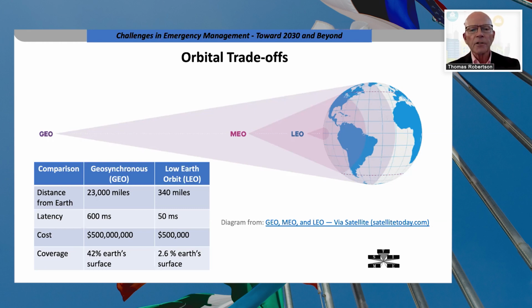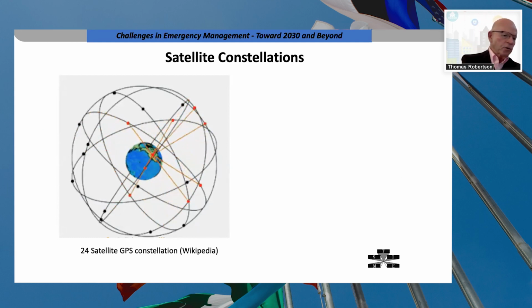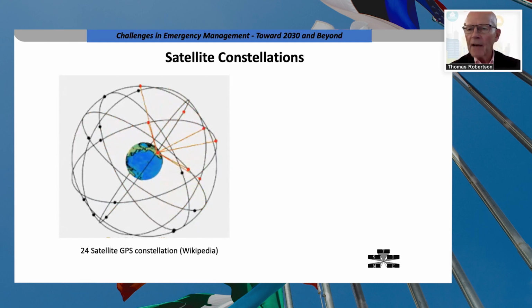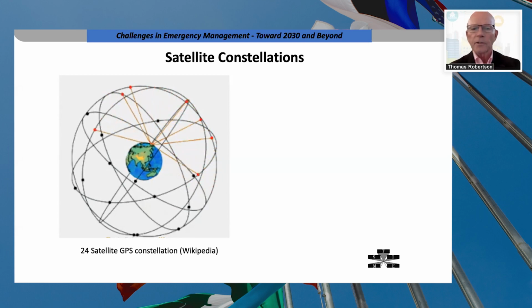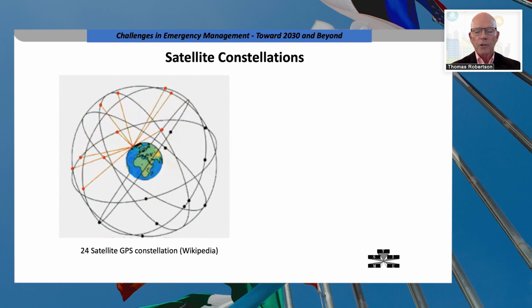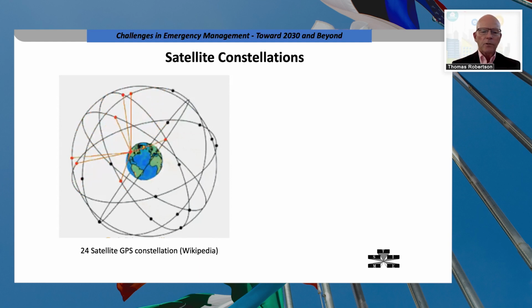One of them is GPS, which we all use to navigate through our smartphones. GPS happens to be in medium Earth orbit, so it's between those very distant geosynchronous satellites and the low Earth orbit satellites. GPS satellites orbit at about 12,000 miles. And in order to provide the coverage for GPS, because of the way it works, 4 satellites need to be visible to a point on the ground.